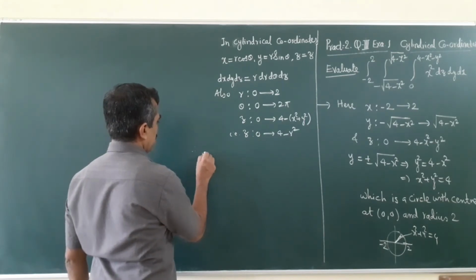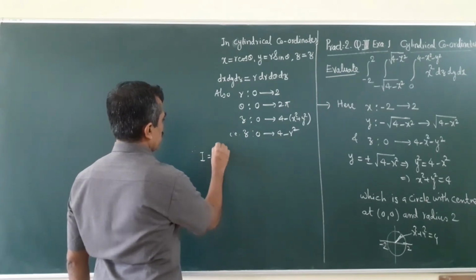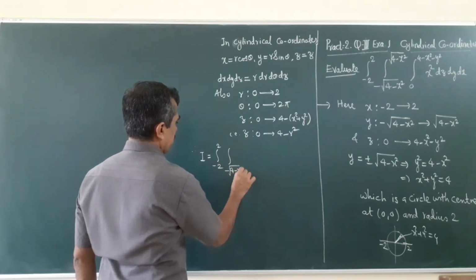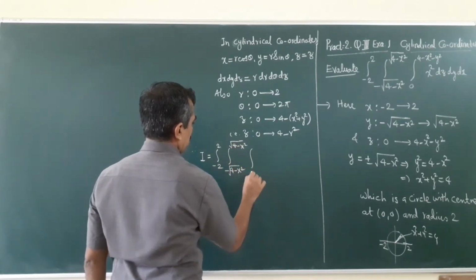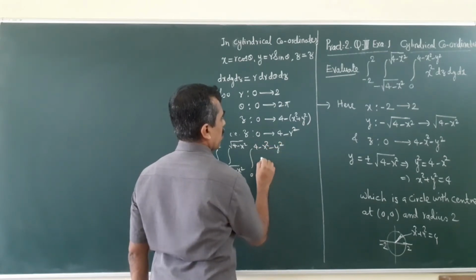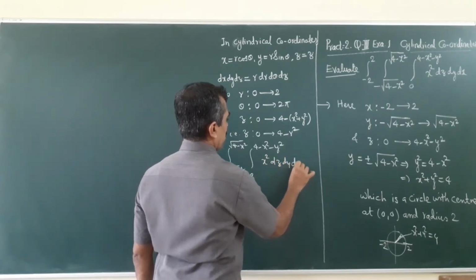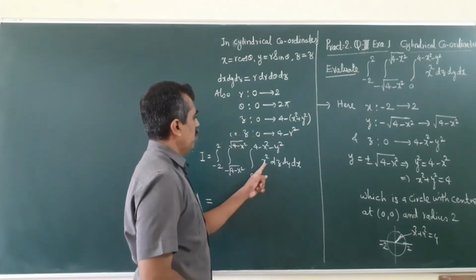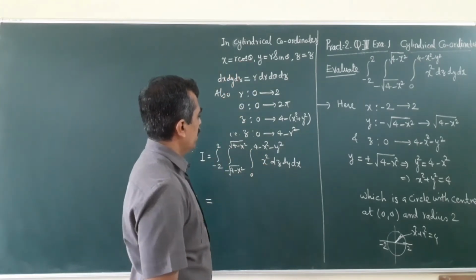Therefore I is equal to the integral from -2 to 2, integral of 4 minus x square, integral from 0 to 4 minus x square minus y square of x square dz dy dx. This is equal to, now see, x will be in terms of r and theta.